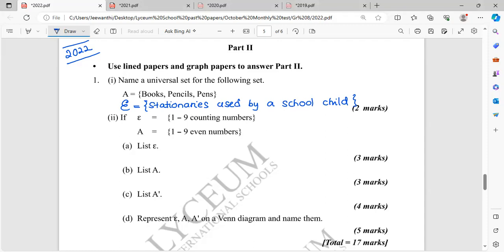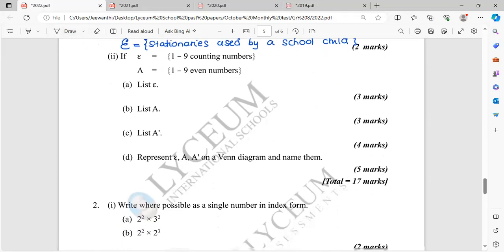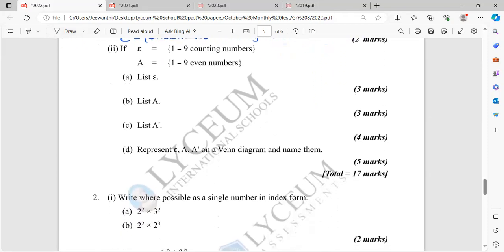And this answer can vary from child to child, and looking at your answer, whether it is relevant for the given set, you will be getting the marks. So then we will move to the next question, the Roman number 2. The universal set is 1 to 9 counting numbers.